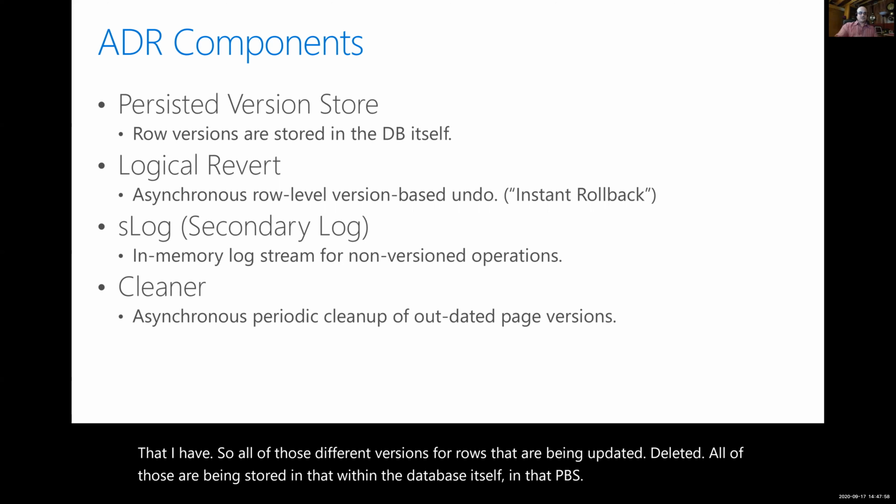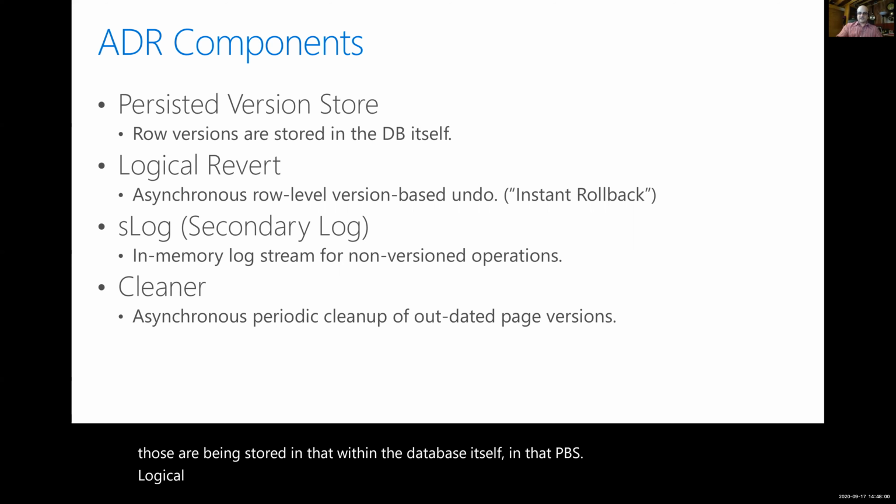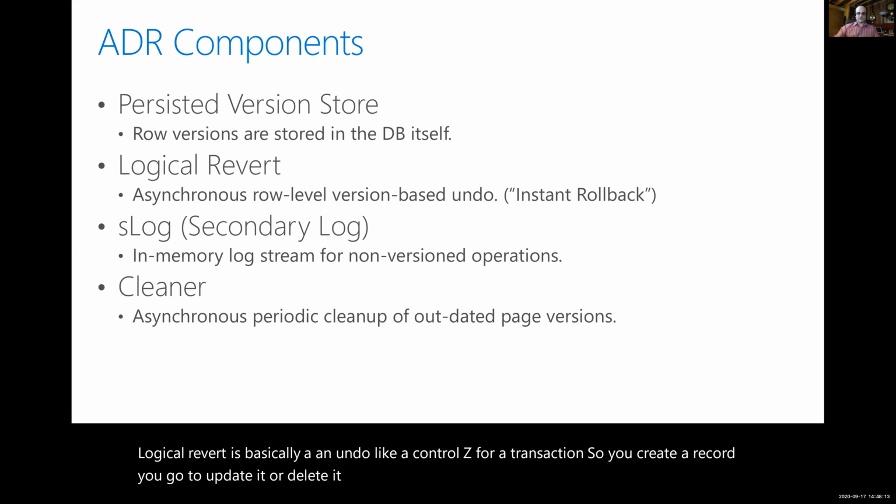A logical revert is basically an undo, like a Control-Z for a transaction. So you create a record, you go to update it or delete it, and a copy of that record gets moved to the persisted version store.